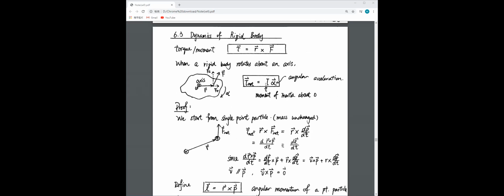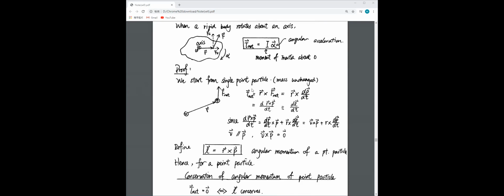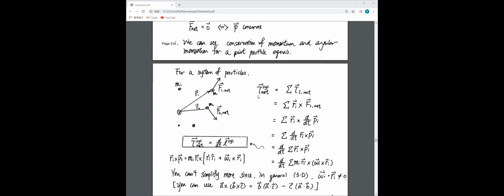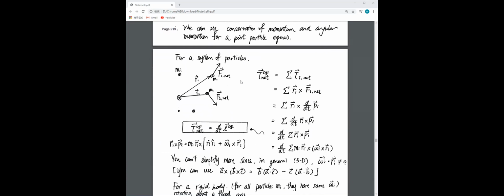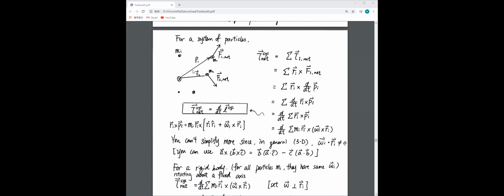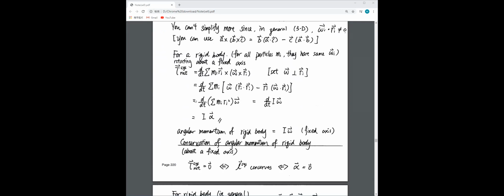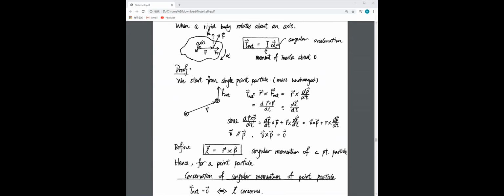Now, actually, if you want to prove this theorem, this equation, we need to start from a single point particle, and then go to a system of particles, and then we assume the distance between the particles is constant. That's how we get the formula for the rigid body. For a single point particle, R cross dp over dt equals, you can put the R inside the differentiation, it will give you the same answer. So you can see that the net moment equals the rate of change of the angular momentum.